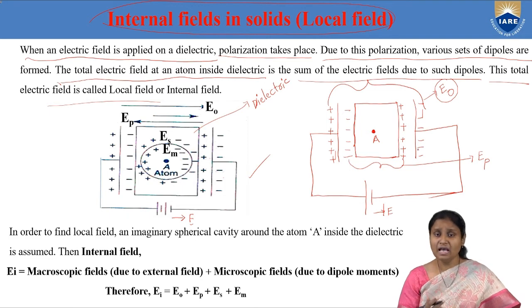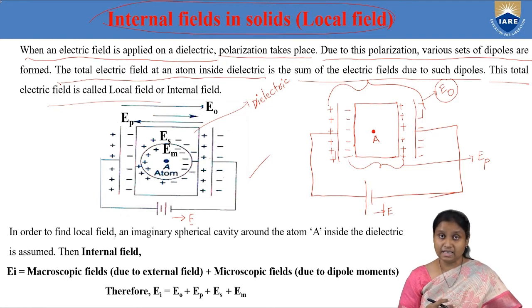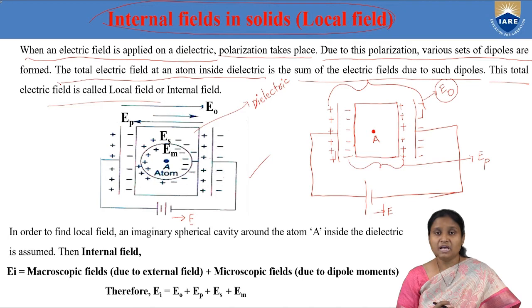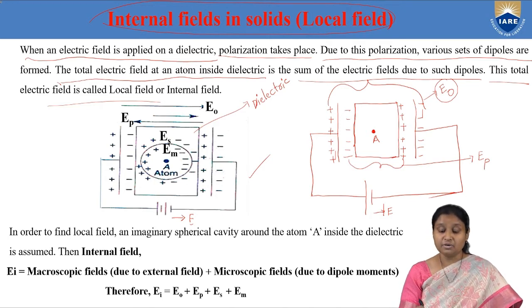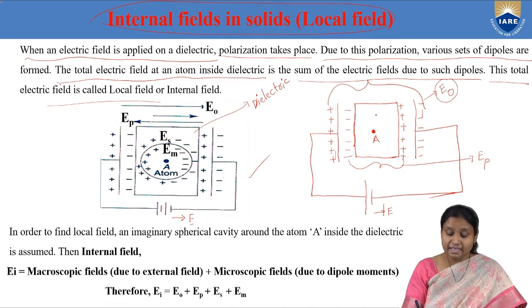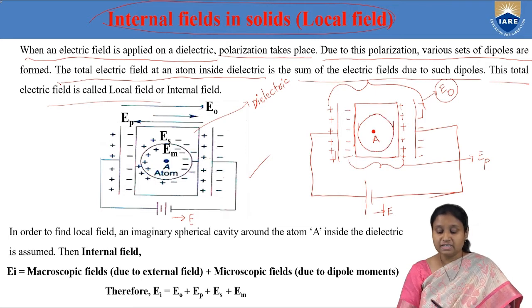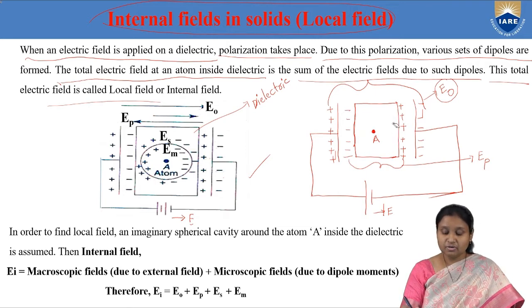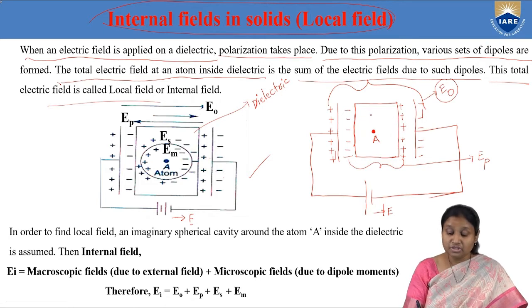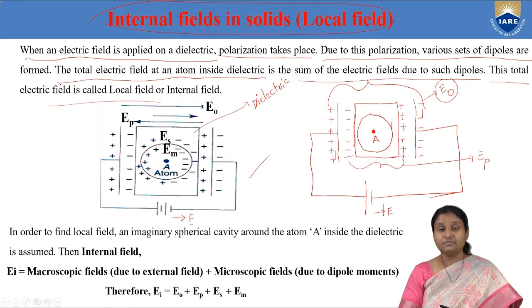Now, what exactly we are trying to find is the net electric field if I consider one atomic position inside the dielectric material. To make this more specific, let us assume that around this atom A there is one sphere. We are assuming one sphere around this atom, about which we are trying to find the electric field developed.